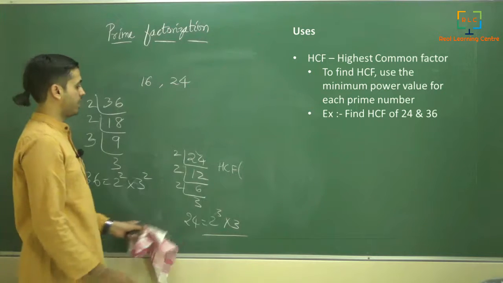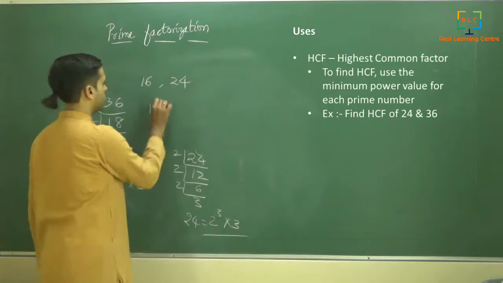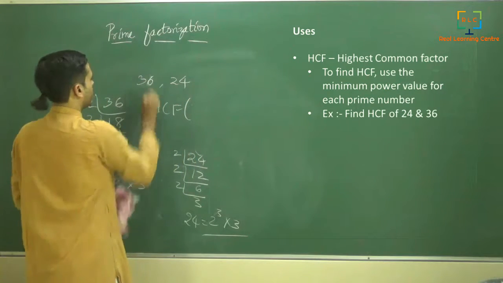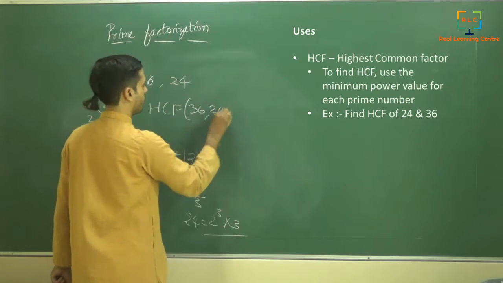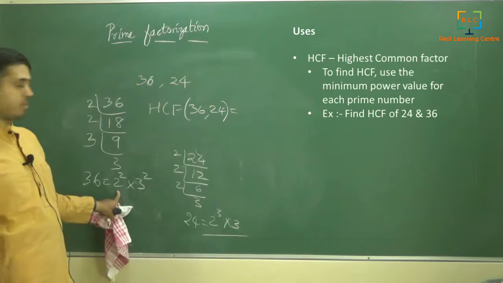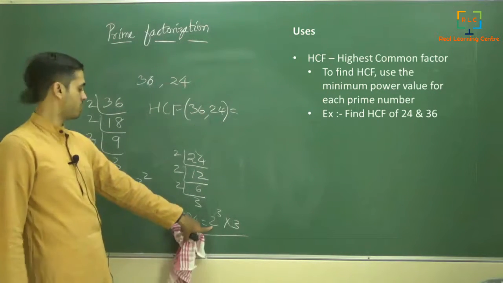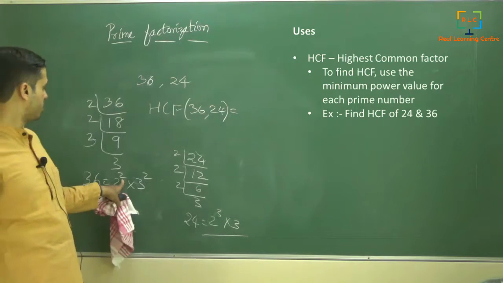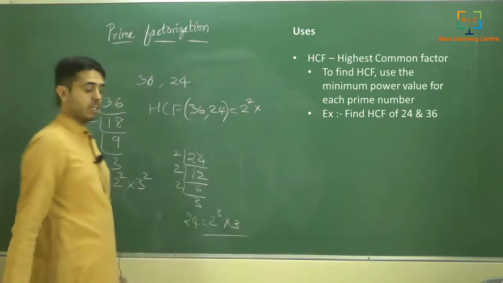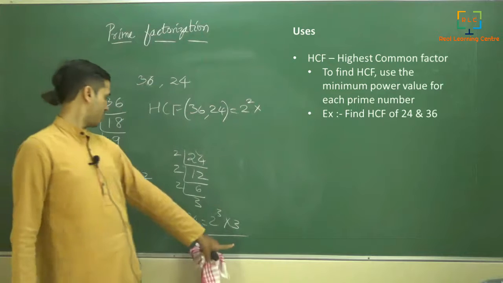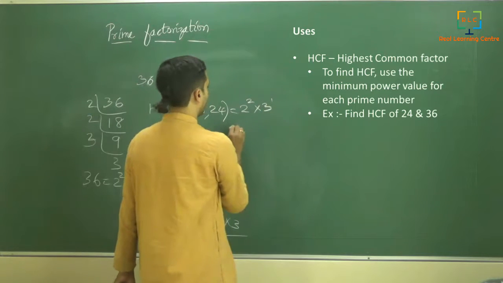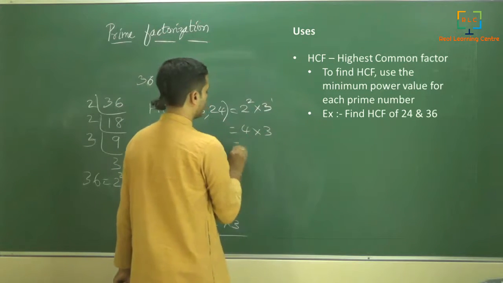Okay. So now to find the HCF, I will write here HCF of 36, 24, these two numbers basically. You start taking the common prime factors first, 2. Now which is the minimum power raised, 2 or 3? 2 is the minimum, so write 2 square. Now second, 3. Here 3 is raised to power 2, here 3 is raised to power 1. So take this into 3. So 4 into 3 is equal to 12.